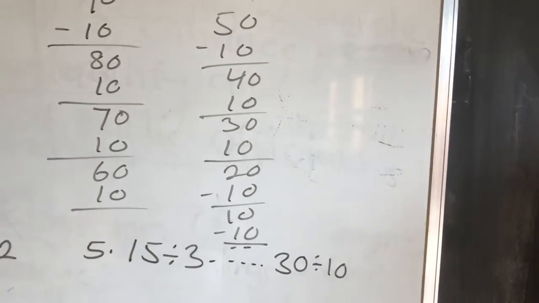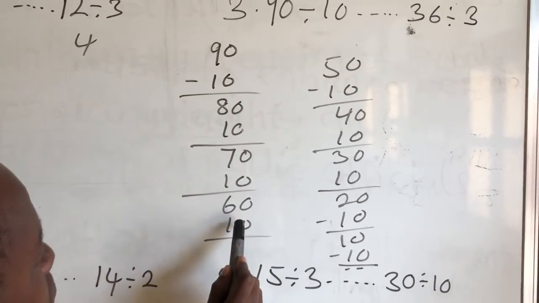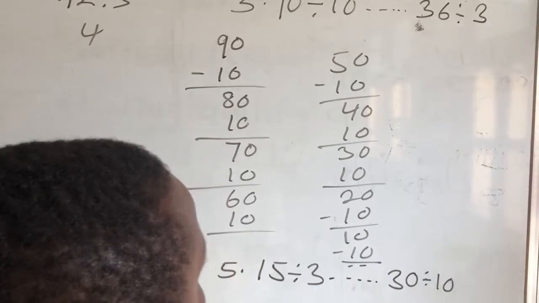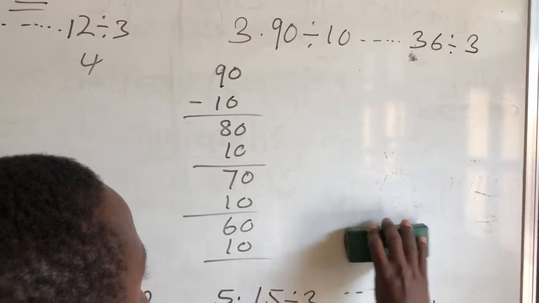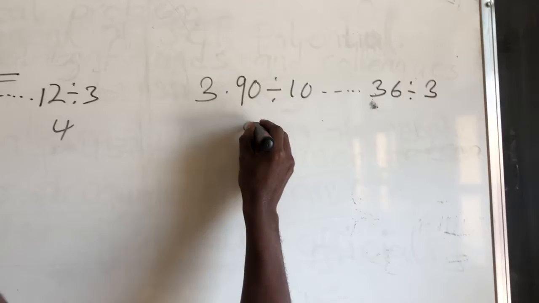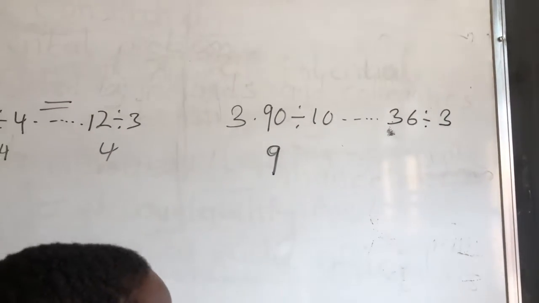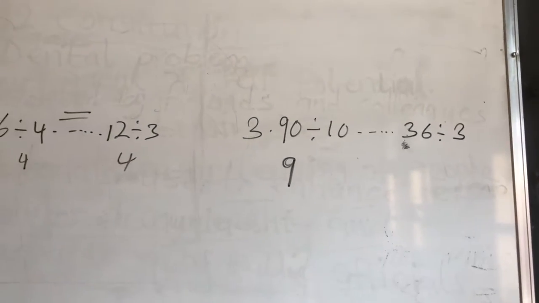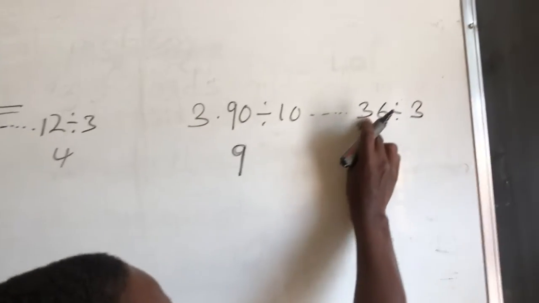Now, let's count the number of times we subtract. The first one is here: 1, 2, 3, 4, 5, 6, 7, 8, 9. So here we have 9. Meaning we are going to compare 9 with the other sentence. We have 9 here. Very good. You can still use the long division method or multiplication method. Okay? Very good. So now, let's look at the next one.